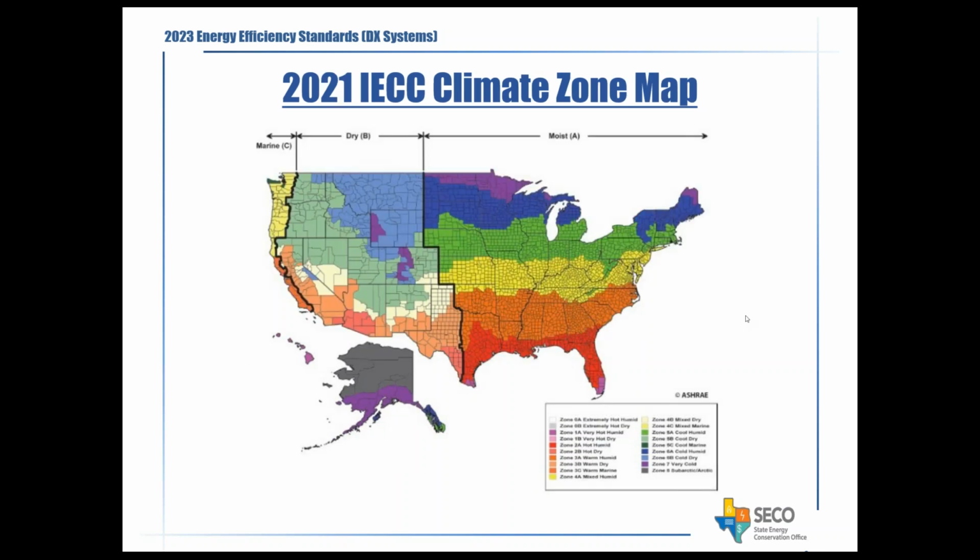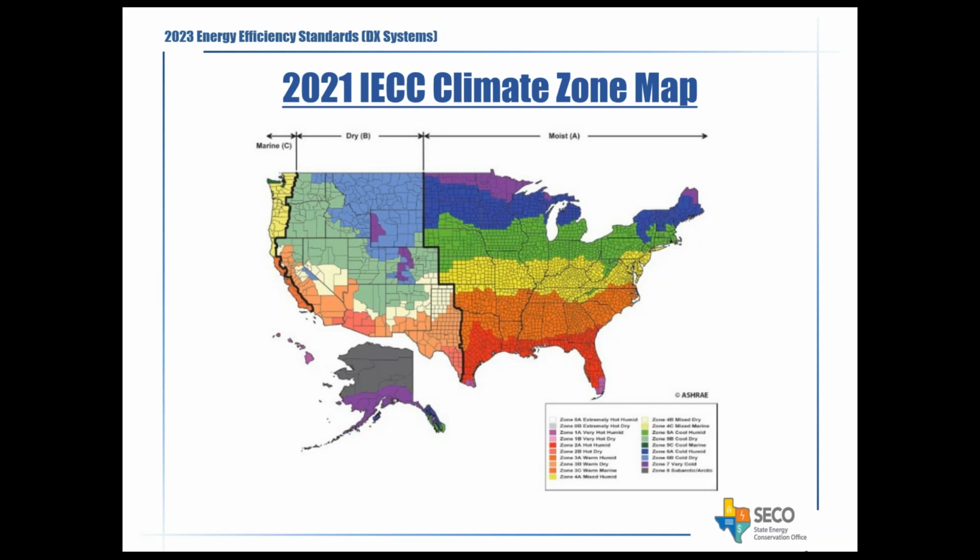This is the 2021 IECC climate zone map. You will not be able to tell by just looking at it if there were any major changes, but a lot of climate zones have been moved around, and it's very hard to tell just by looking at it and at the color coding here.